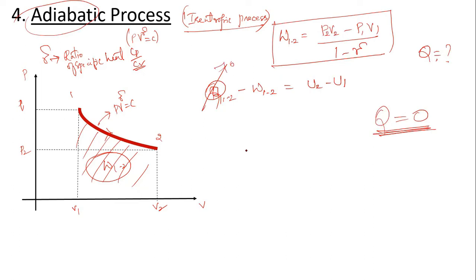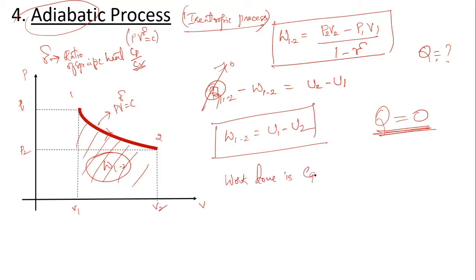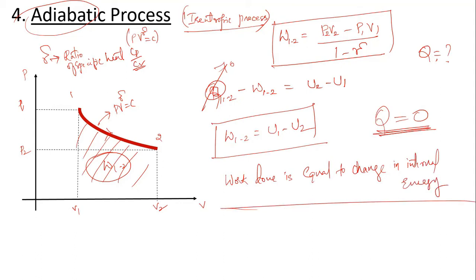Therefore, this will become 0. Therefore, W1 to 2 is U1 minus U2. Work done is equal to change in internal energy. This is for an adiabatic process.